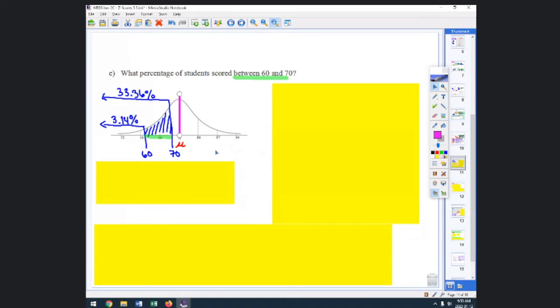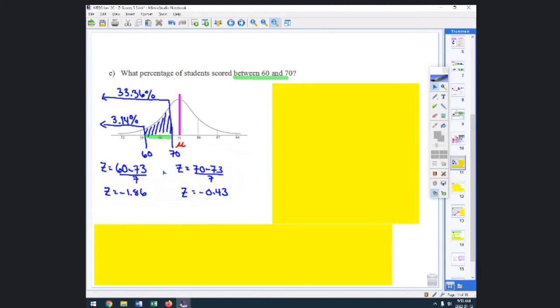Okay. So those z-scores would have to be below 0. So they're going to be negative for sure. Okay. So to do the z-scores, we would do them as we did before. 60 is the first score, 70 is the second, so we fill those in, minus the mean, divided by the standard deviation. So z is equal to negative 1.86, and z is equal to negative 0.43.